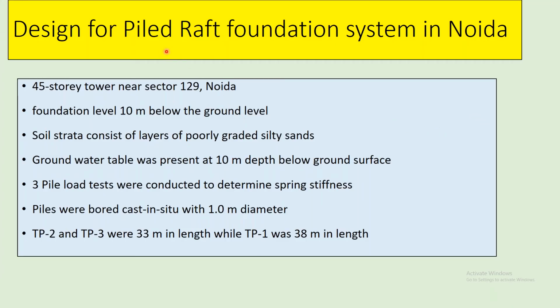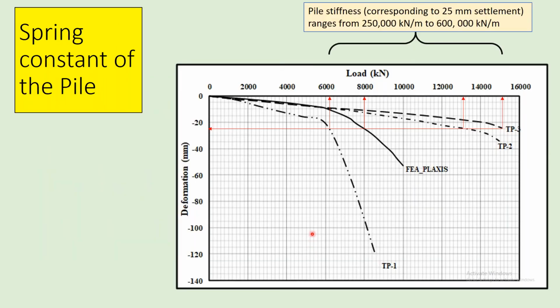I can show you a case for the pile raft foundation system in Noida for a 45-story tower near sector 129 in Noida. These piles were also 1 meter diameter, and 3 pile load tests were conducted. Two piles were 33 meter in length, and one was 38 meter in length. This is the interpretation, as we have to obtain spring constant for the design of pile raft foundation. You can see that 2 piles are showing this behavior, 1 pile is showing this behavior. Which one can we take for such a 48-story building? Based on the 25 mm settlement, you will get 2.5 lakh kilonewton per meter stiffness, and you will also get 6 lakh kilonewton per meter stiffness. So almost we are designing oversafe by a margin of 2.